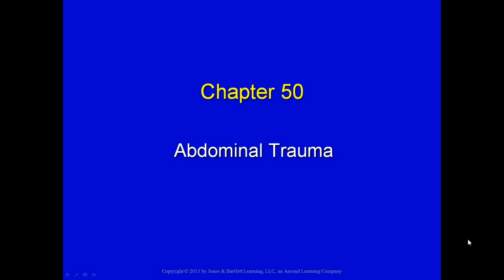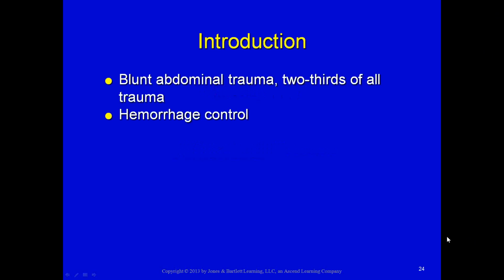Chapter 50, Abdominal Trauma. Two-thirds of all trauma involve blunt abdominal trauma. And I suppose when you're dealing with blunt trauma, the forces are spread out over a wider area and can cause compression, shearing, rapid deceleration, injuries to the contents in the abdomen.